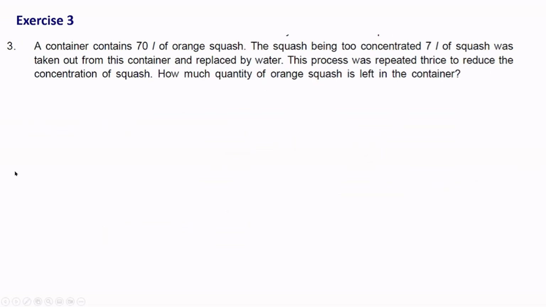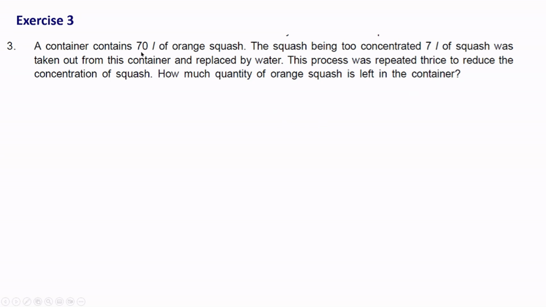Moving on to the next question. A container contains 70 liters of orange squash. The squash being too concentrated, 7 liters of squash was taken out from this container and replaced by water. This process was repeated thrice to reduce the concentration of squash. How much quantity of orange squash is left in the container? So this is finding the original liquid which is left in the container.